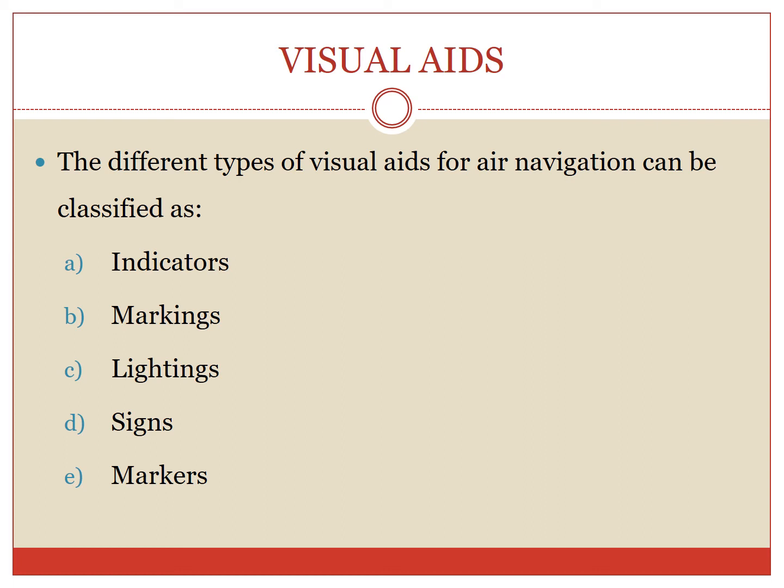In poor weather conditions, or at night, the visibility reduces considerably. It is essential to provide adequate lighting in the airport, which should convey similar information to the pilot as the markings do in the daytime. The different types of visual aids for air navigation are indicators, markings, lightings, signs, and markers.